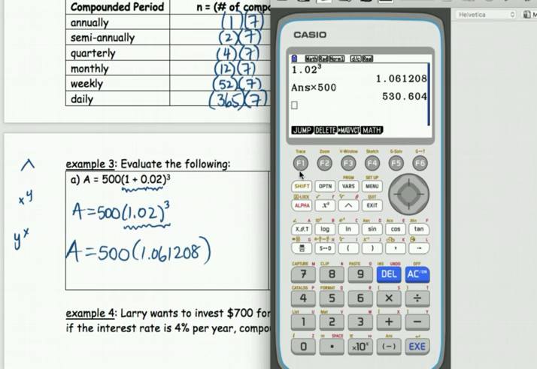And now remember, we're going to be dealing with money today, so I want you to be rounding to 2 decimal places. So if you take a look here, it's 604. I want to keep the 6 and the 0, right? So I'm going to look at the first number I'm going to drop off, 4. It's not bigger than 5, so I'm going to leave it as $530.60.